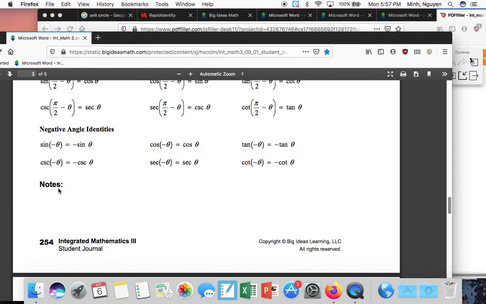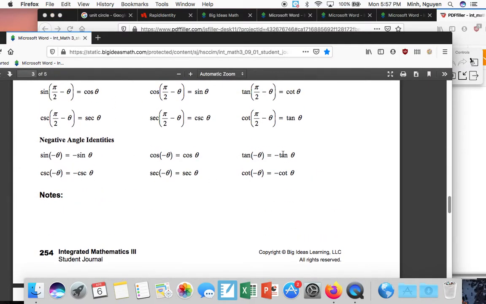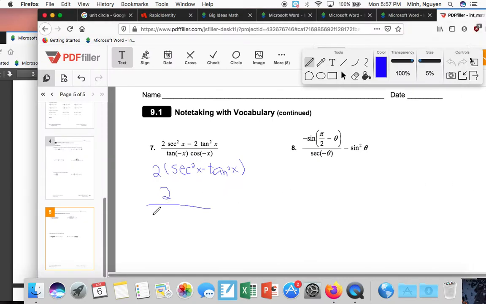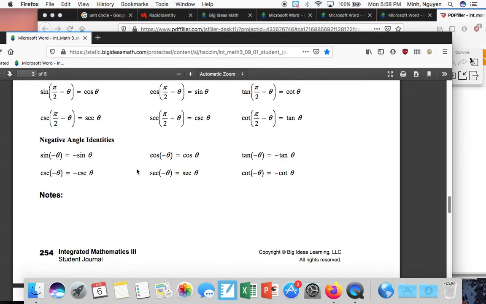Go down, sorry, to negative angle identities. Tan of negative theta is equal to negative tan theta. So you can go ahead and say negative tan x multiplied by cosine, which shows that if I input an angle or the negative angle, the cosine values will be the same whether the angle is positive or negative.